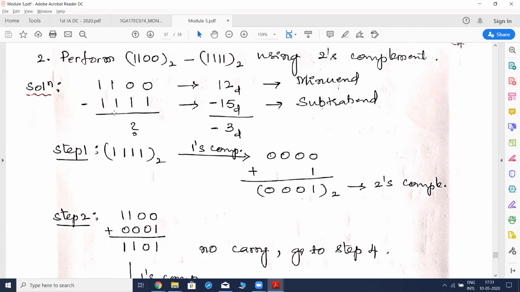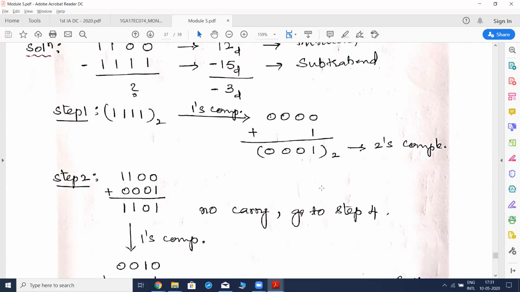Okay, now let us go to the first step. Let us take the subtrahend. So our subtrahend is 1111. So first take 1's complement of it and then add 1 to it, so that we'll get the 2's complement. Once we get the 2's complement, add it to the minuend. So our minuend is 1100. So it is 0001. So that we'll get 0 plus 1, 1, 0 plus 0, 0, 1 plus 0, 1, 1 plus 0, 1.